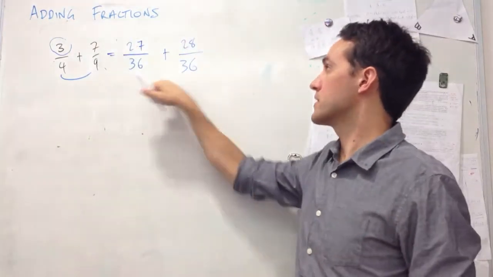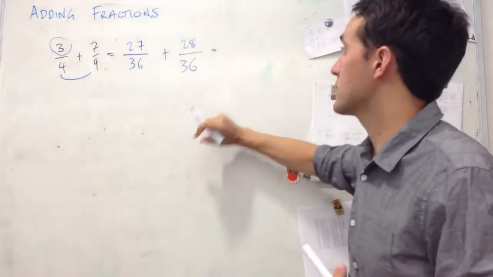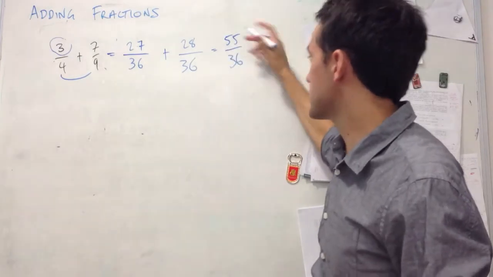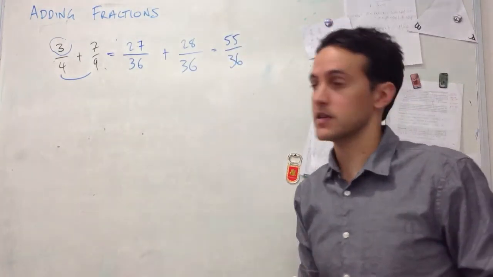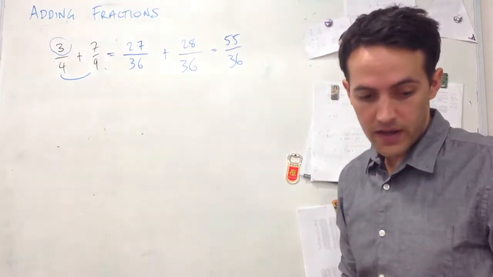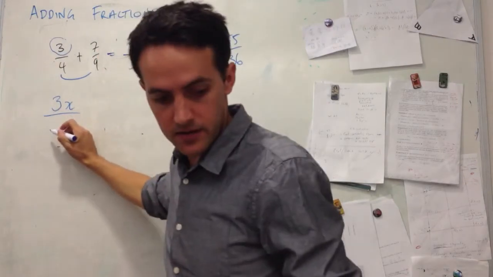So now I've got the two fractions, and they've got the same denominator. I can just add the top two numbers to give me 55, and then 55 on 36, and I can simplify this fraction if I want to, or just leave it as it is. So when it comes to algebraic terms, we essentially do exactly the same thing.